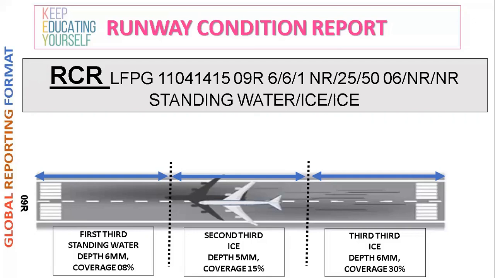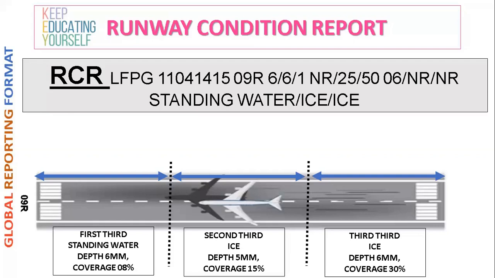Now coverage is less than 10%. It is given 8% only. So we are not reporting any coverage percentage if it is less than 10%. So here NR will come, not reported, slash, then 15, then 10 to 25 will come into 25. So we'll write 25%. And the last one is 30, so above 25, that is 26 to 50, it will come into 50. So not reported slash 25% slash 50%. So here we have given percentage coverage.